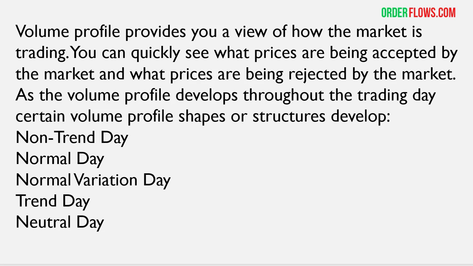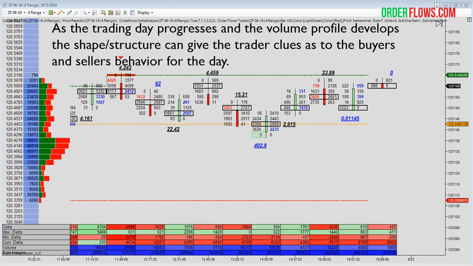Now there's basically five main ones, and then there's a few offshoots, which I'll talk about later. But you have the non-trend day, the normal variation day, the trend day, and the neutral day. Okay, so again, like I said, there's a couple other offshoots that are not on this list, but they're in this presentation. After I get through these five days, I'll talk about the other couple of days.